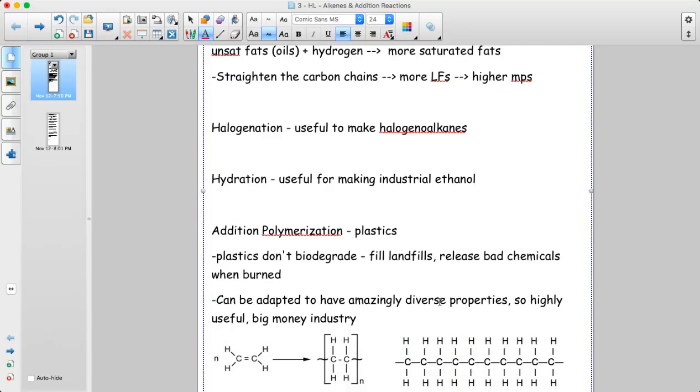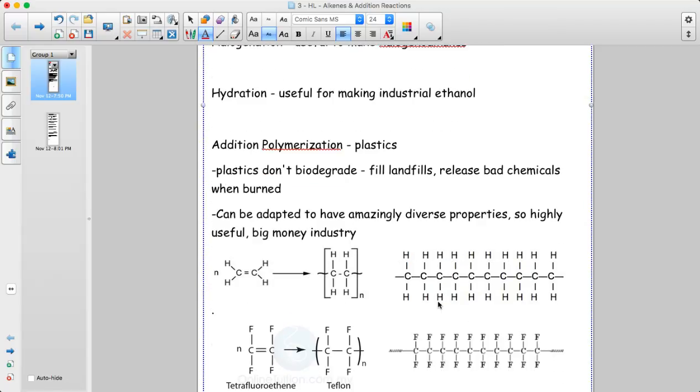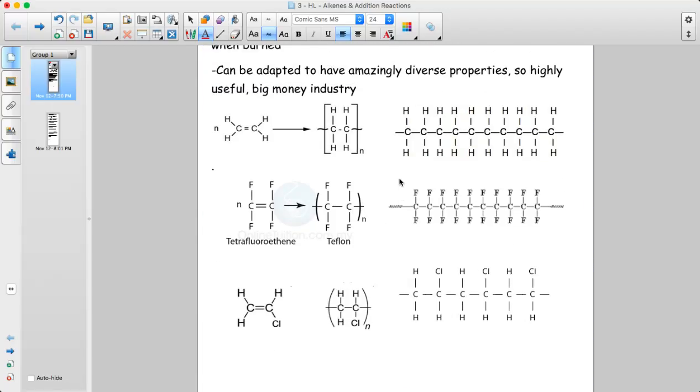But plastics don't ever biodegrade. That means that any plastic you've ever used is still on the planet and will be on the planet for hundreds of years, and that's kind of a scary thought. So they're highly useful, but they do have their downside. So here's how it looks.